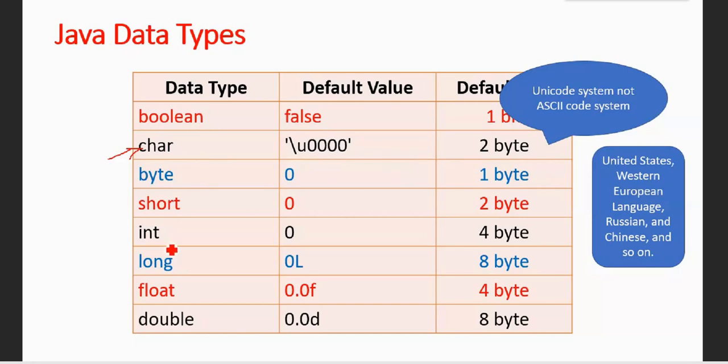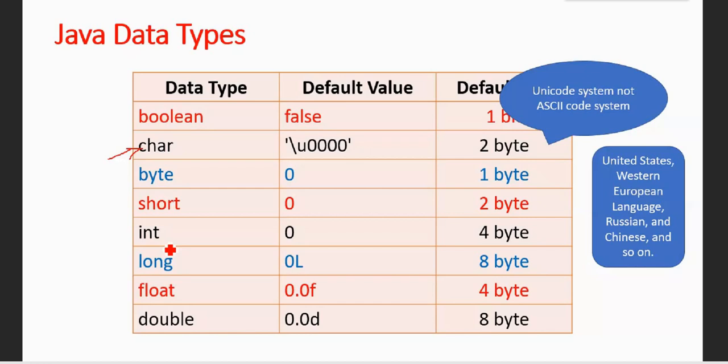Do you have any doubt? Do you have any? No, sir. Fine. Somebody is asking about F and D in the default value of float and double. Pardon? I'm not hearing.